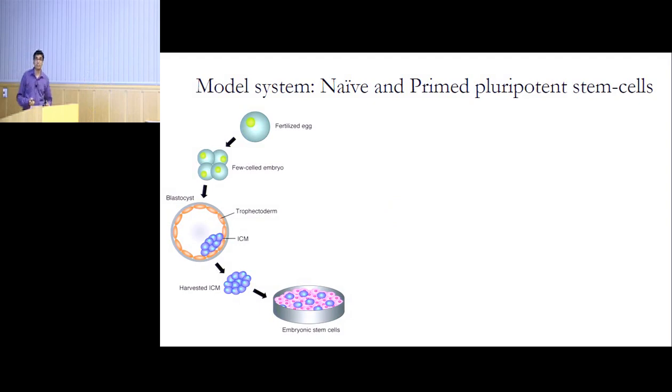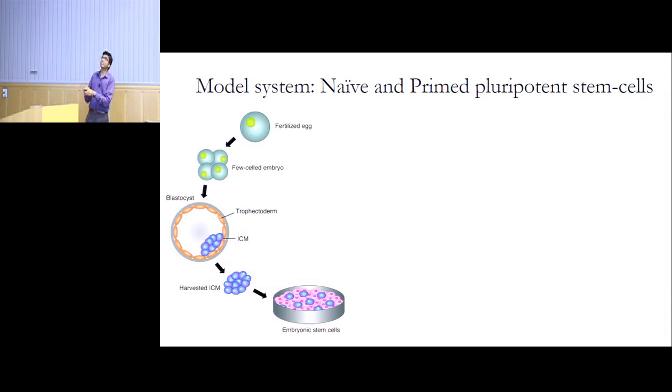So as a model system, we looked at 2 distinct stages of development. It's called the naive and primed stem cells. So to orient you, we have the one cell stage, and then the embryo divides and you get like a bag of cells, and we call the blastocyst. And there's the inner cell mass of the blastocyst. That's where you derive your embryonic stem cells from.